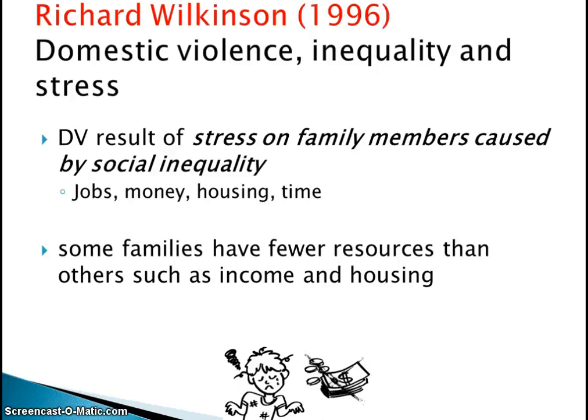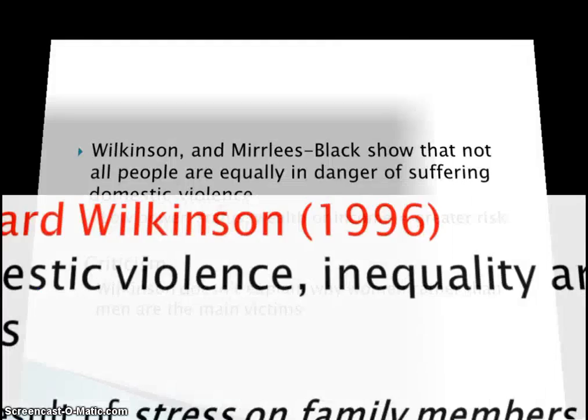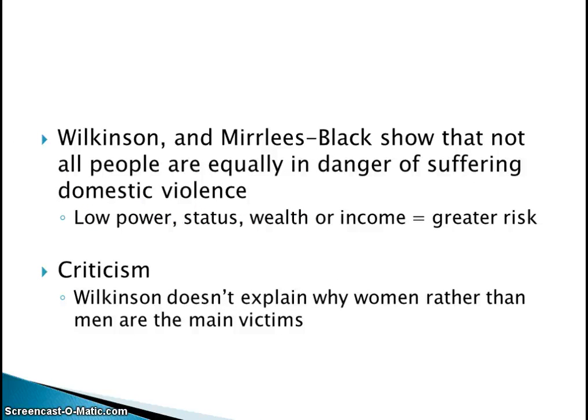And the stress of family, so jobs, money, housing, the lack of time because of the amount of stuff that you have to do, double jobs, etc., leads to this domestic violence through these stresses. Some families have fewer resources and they have lower income, etc., and worse housing. And Wilkinson does believe that it links in with the likelihood of domestic violence happening. So in evaluation of that, Wilkinson and Mirrlees-Black show that it's not just females who are suffering. All people are equally in danger of it. So if you have low power, low status, low income, low wealth, you're at greater risk.